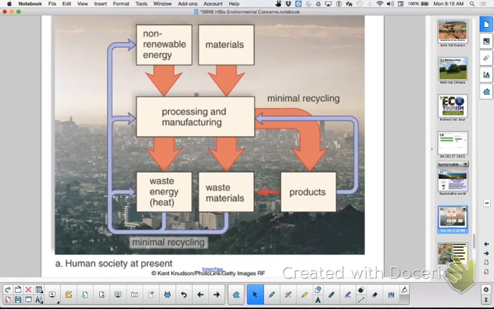Now, if you look, the big red arrows represent heat, and the purple arrows represent recycling. Talk about human society as it currently is, with the red arrows representing heat, and think about what heat does, and then the purple is recycling. Go ahead. A third of it goes out to the products. Two thirds of it goes out to waste energy, and then there's very little recycling.